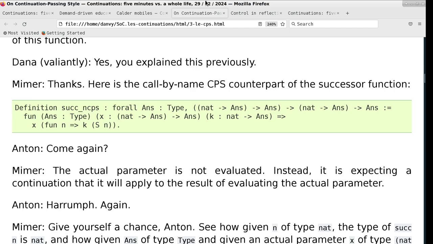So the CPS function is parameterized with a type of answers and takes a continuation. Come again. The actual parameter is not evaluated. Instead, it is expecting a continuation that it will apply to the result of evaluating the actual parameter.